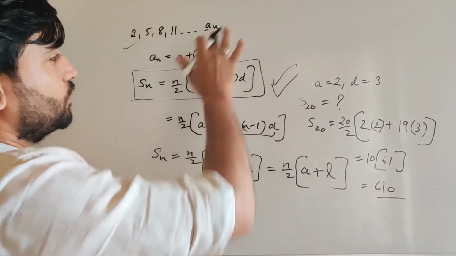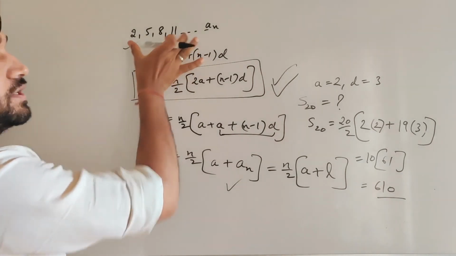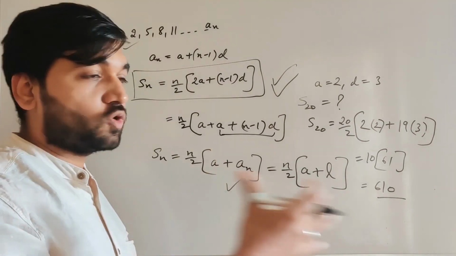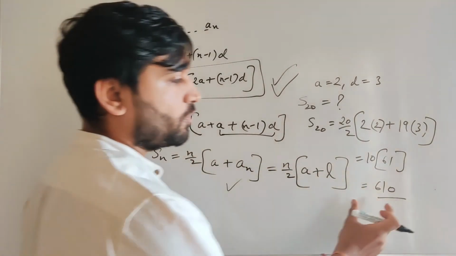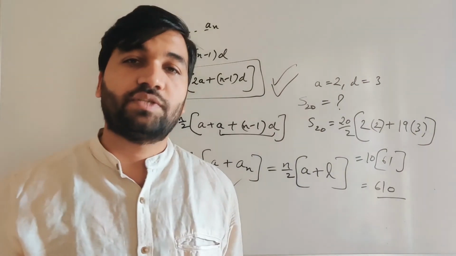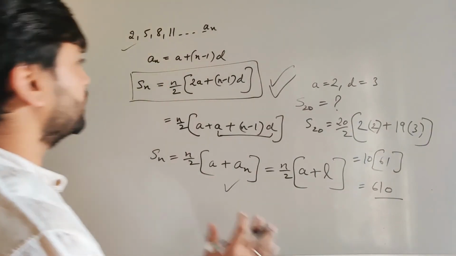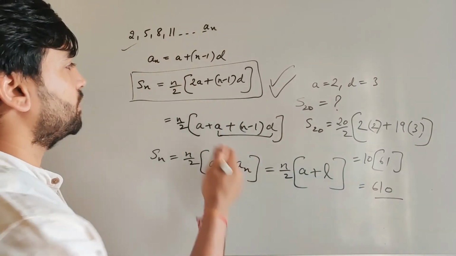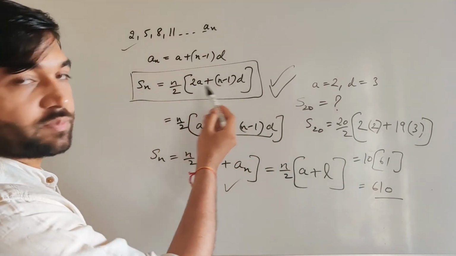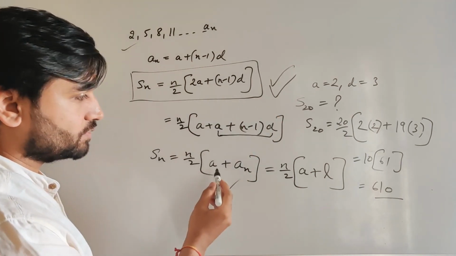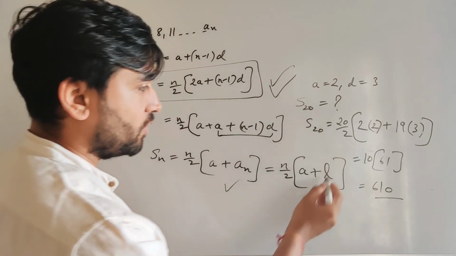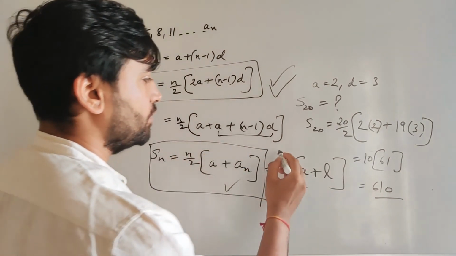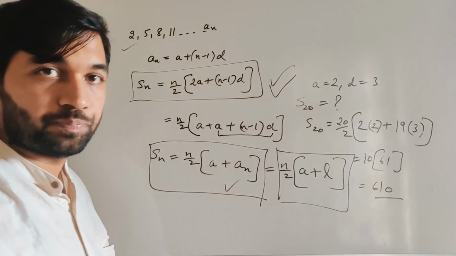Okay, so in this sequence, if I add the first 20 terms, 2 plus 5 plus 8 plus 11 plus 14 and so on till the first 20 terms, the sum of those 20 terms will be 610. So you should remember the three forms of this formula, the sum of n terms formula. This is the first one, n by 2 [2a plus (n minus 1) into d]. The second one is n by 2 (a plus an). And the third form is n by 2 into (a plus l). Okay, so this is the second form and this is the third form. Alright.